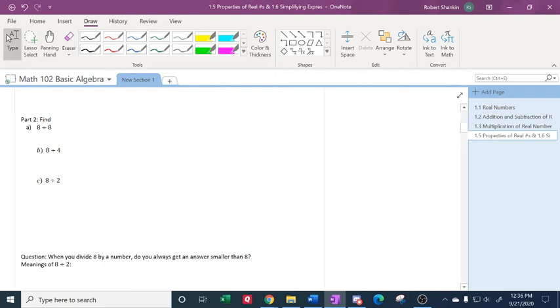When you divide 8 by a number, do you always get an answer smaller than 8? Alright, let me have you stop. 8 divided by 8 is 1. 8 divided by 4 is 2. 8 divided by 2 is 4. When you divide 8 by a number, do you always get an answer smaller than 8? It appears so. You always got something smaller than 8. But the answer is no. It's kind of a trick.